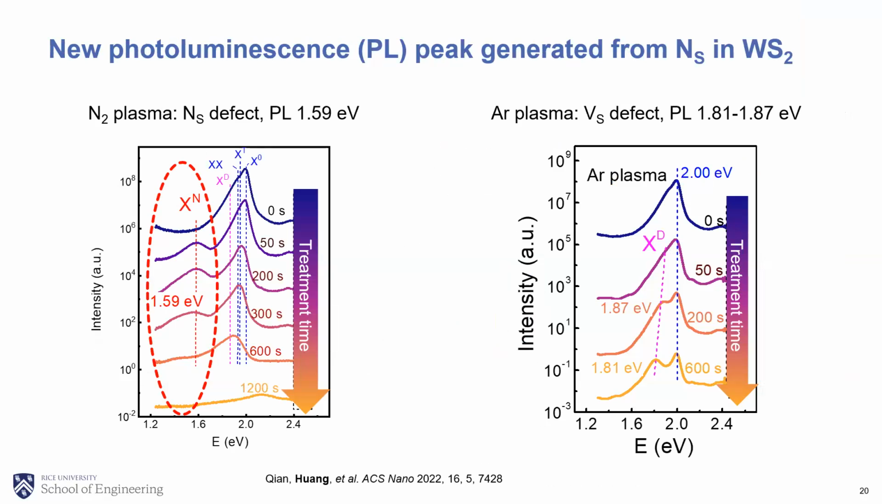This PL peak energy is actually at 1.59 eV, and this is well separated from the free excitons of tungsten disulfide. Now, if we look at some other defects in tungsten disulfide, for example, the most common sulfur vacancy, sulfur vacancy also has PL emission, but its energy is very close to the free excitons. And you can see at room temperature, typically it's very hard to distinguish the two peaks. This nitrogen substitutional defect, on the other hand, at room temperature has a well-separated peak from the free exciton, which shows its uniqueness.